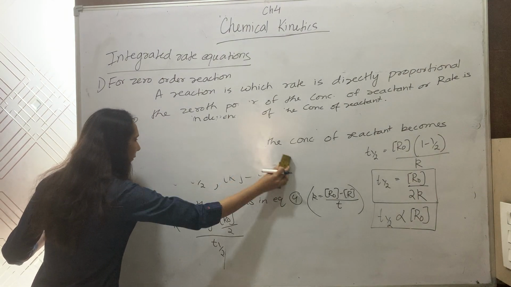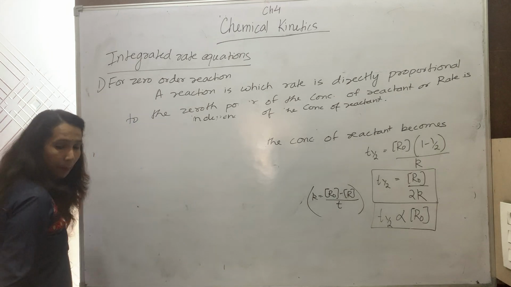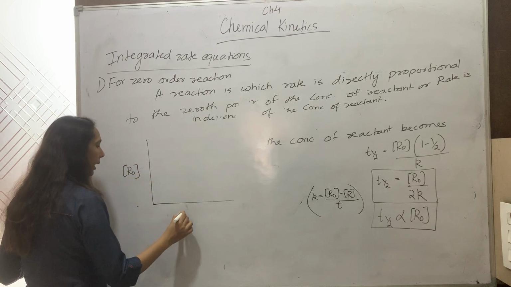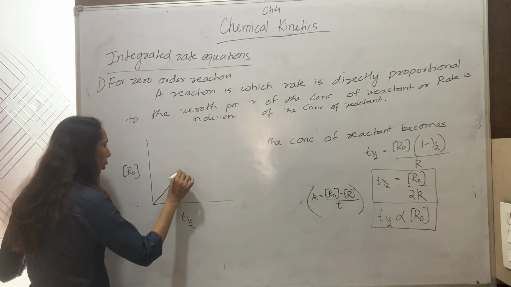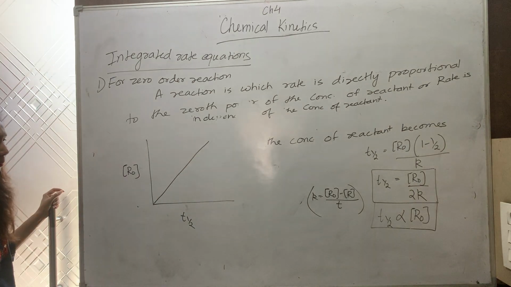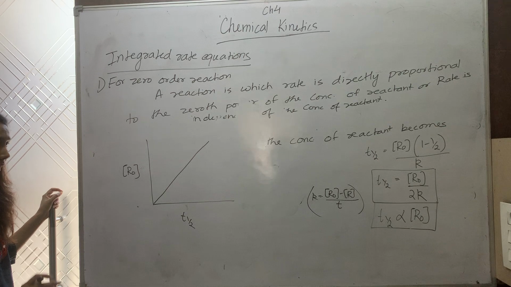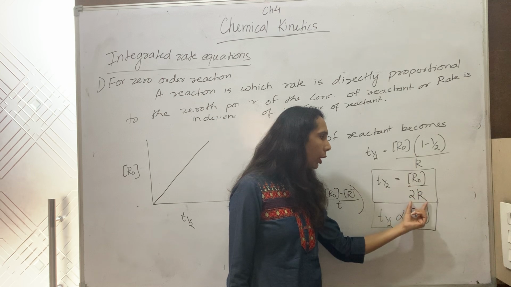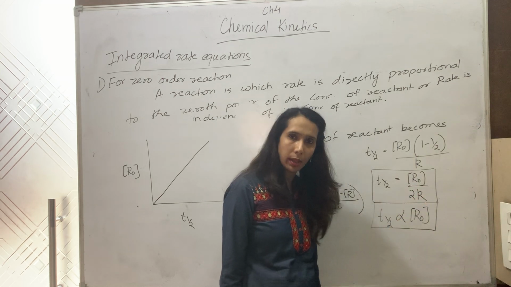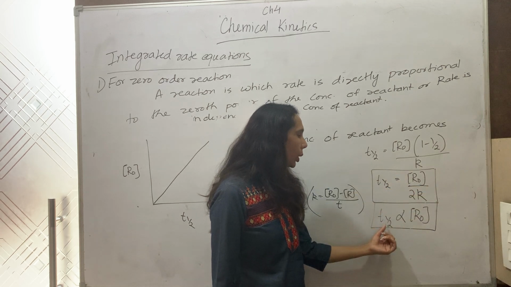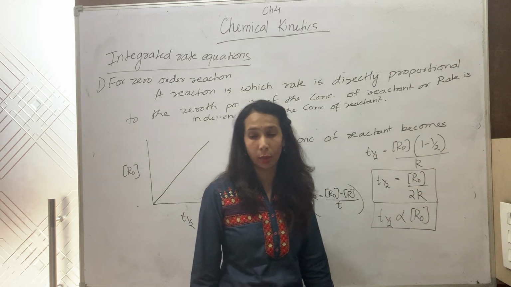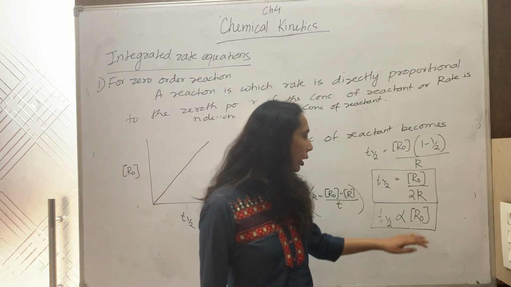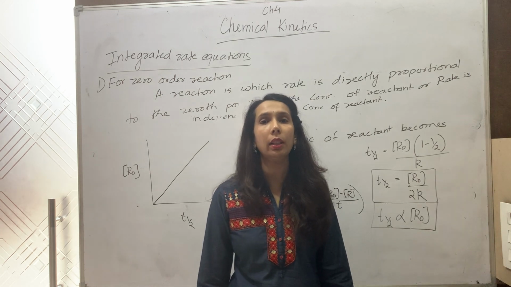Again, I am repeating, if I make a graph between t half and R naught, I take R naught and t half. We know they are directly proportional, so this is the graph we obtain between t half and R naught. For a zero order reaction, half-life period is equal to R naught upon 2k. 2 and k are constant. I remove the constant, so t half is directly proportional to R naught. That means for a zero order reaction, half-life period is directly proportional to the initial concentration of the reactant.